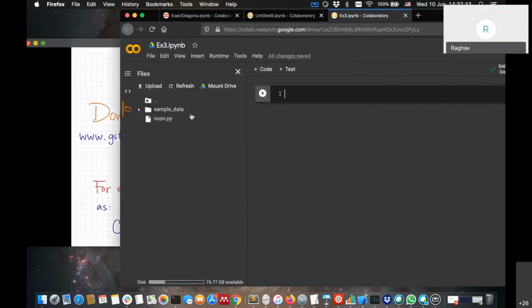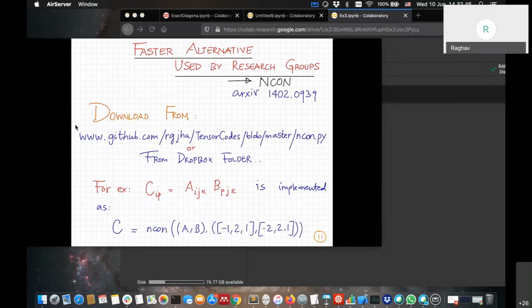So now in ncon, if we want to do a contraction like this, say for example, we want to do A_ijk B_pjk. Now you have to notice that j and k are being contracted, and the final result is just a matrix which is C_ip. The notation which we use in ncon is, we write down C is equal to ncon, and then we give it two inputs, which is A and B, and then we have this notation -1 2 1, -2 2 1.